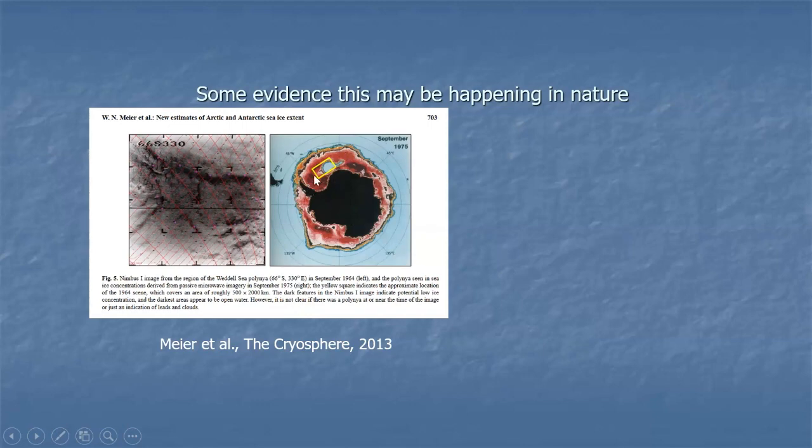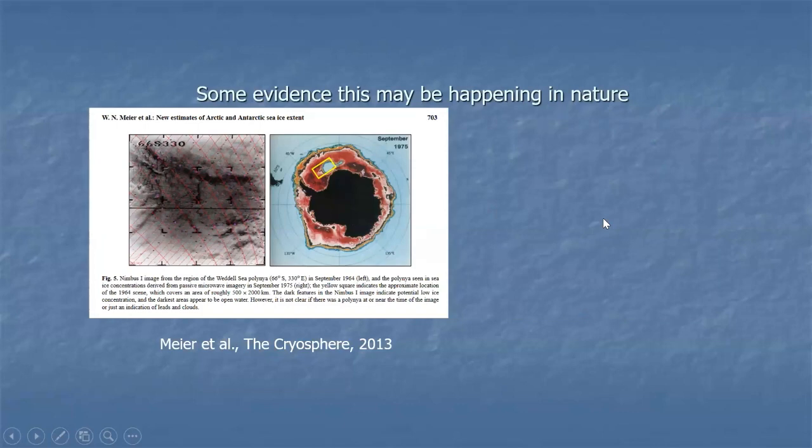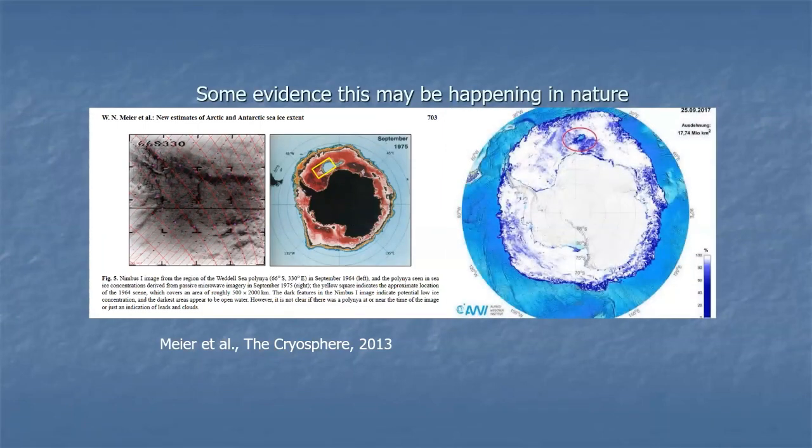This polynya is quite large. This is, I think, about 1,000 kilometers across. And it was then not seen until 2017. So with about a 40-year time period. And this is during a time when the ozone hole is changing the path of the jet stream in the Southern Ocean, and the climate is warming, and the hydrological cycle is increasing. So we have maybe 2, maybe 3 instances of this.